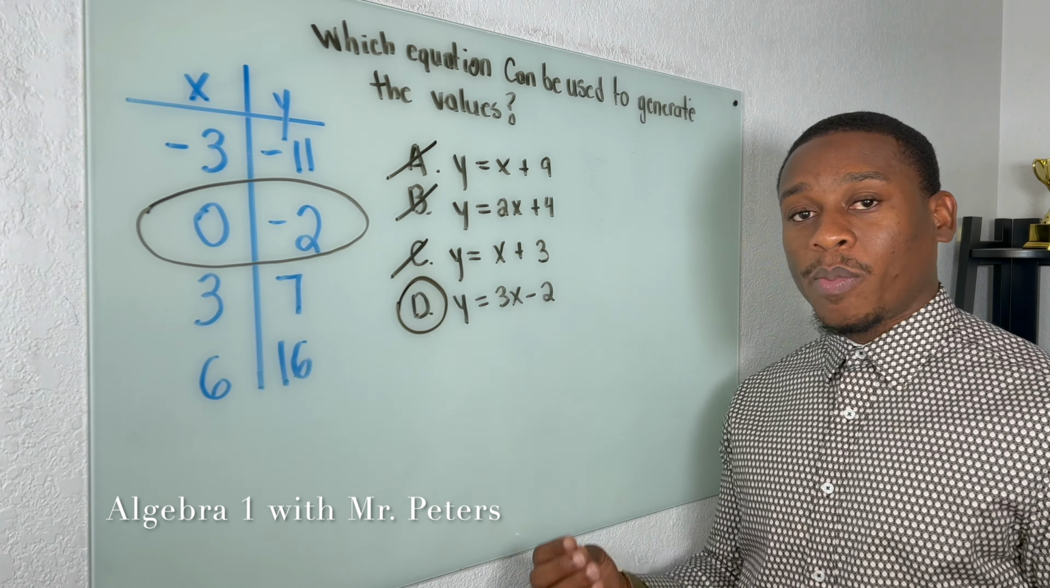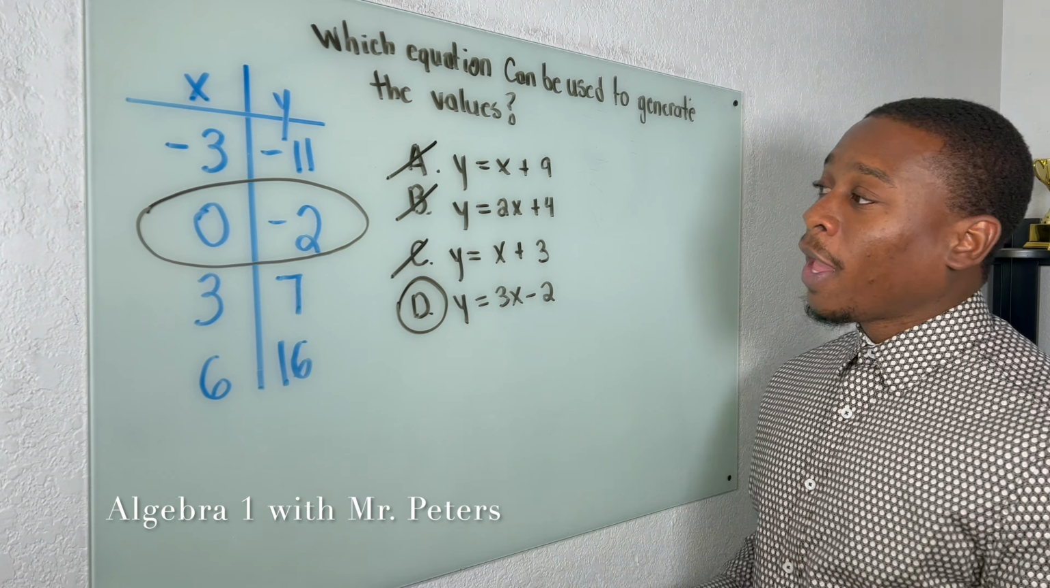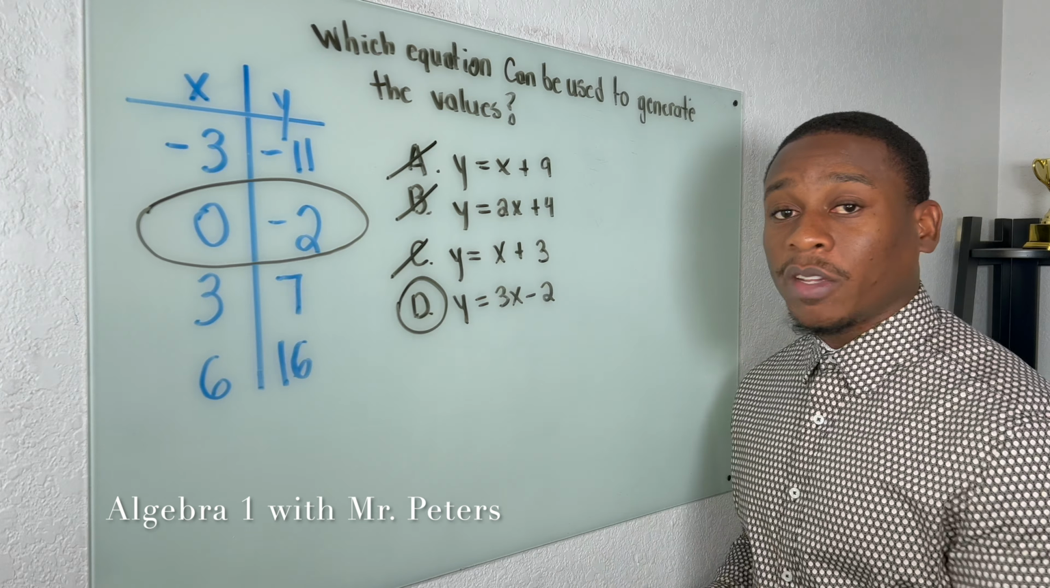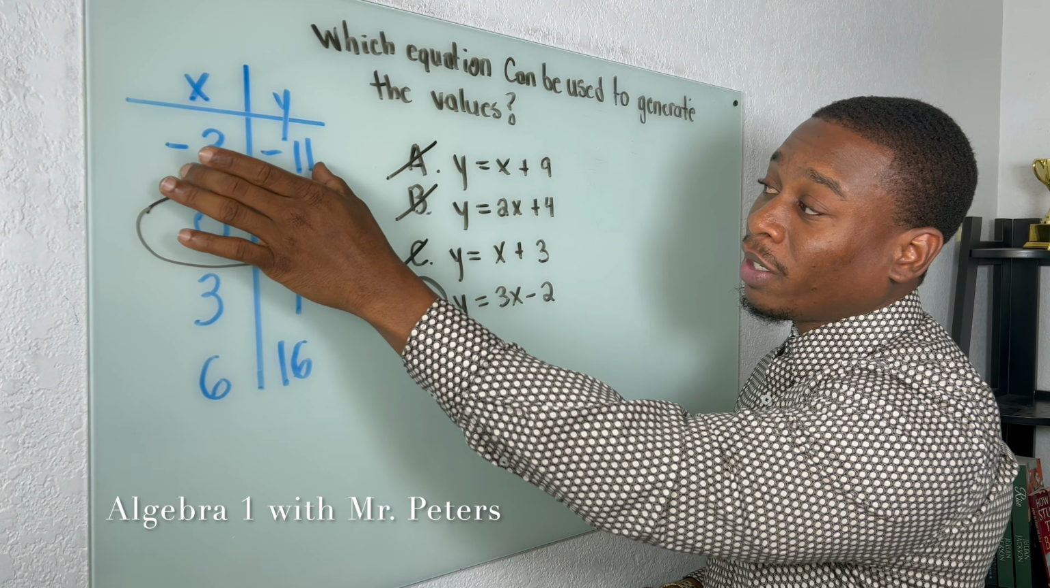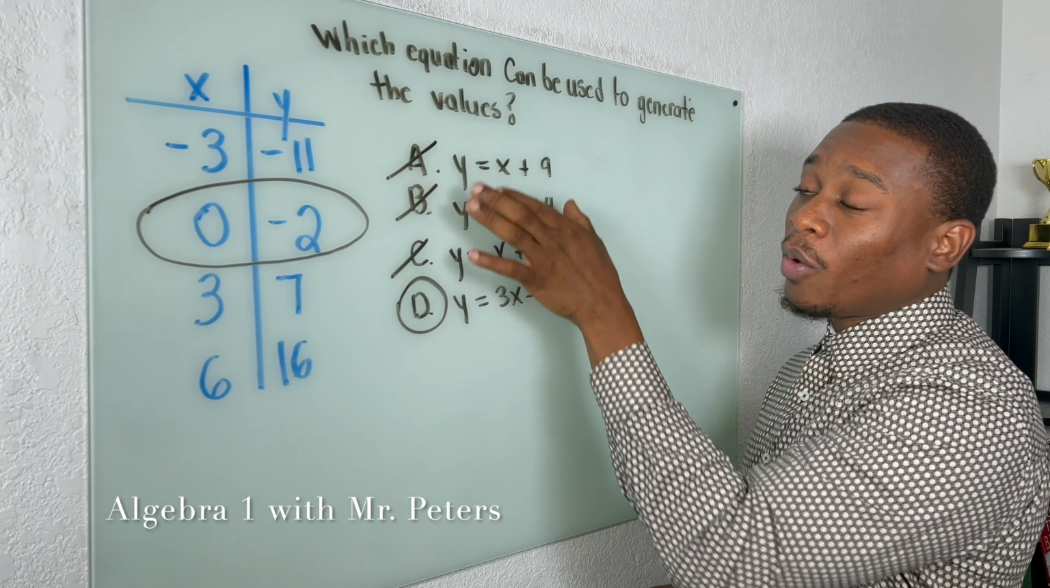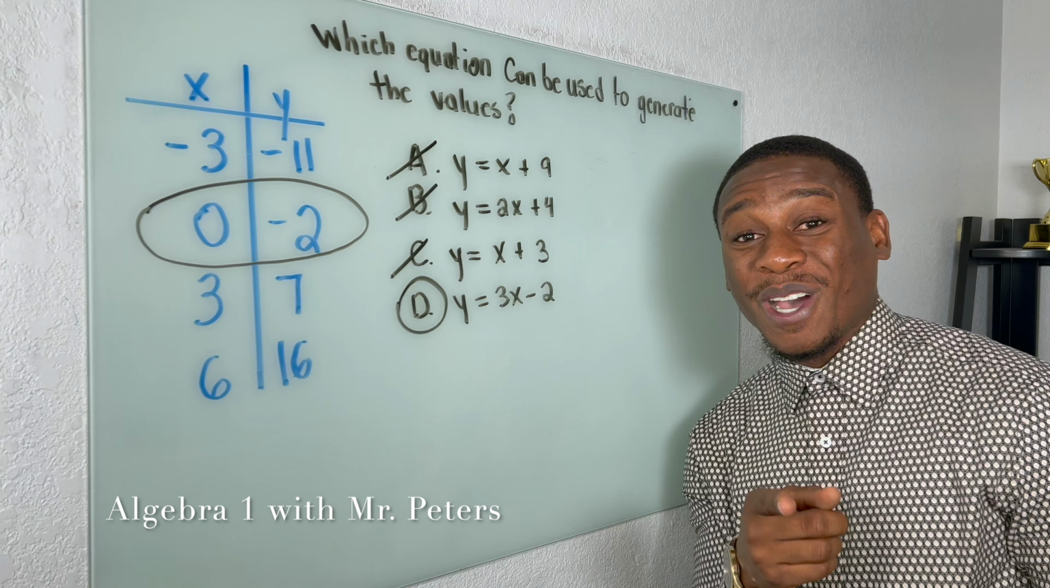So when you have a problem like this, guys, find the smallest x that you have and see if it fits any of the equations. Don't start off with -3 and -11 and then work your way down. It's going to be too time costly. Hopefully this was helpful for you.